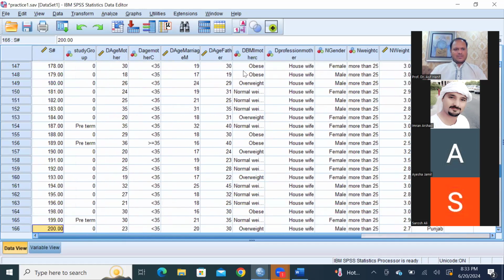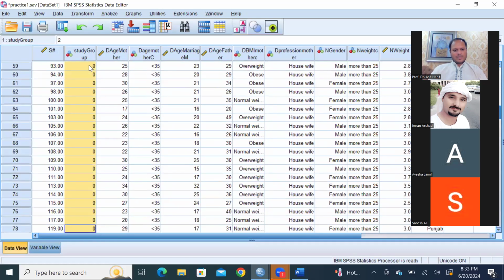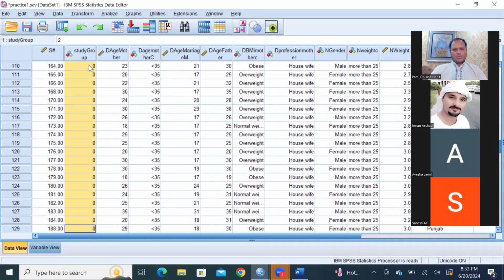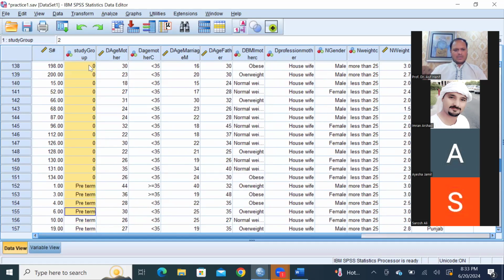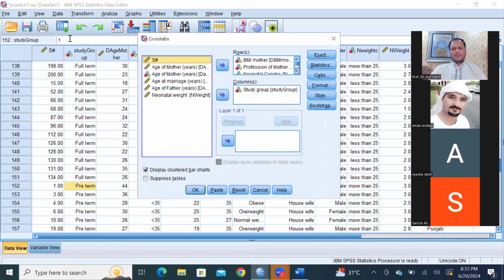I will do the same with study groups. I will sort ascending. I will press 2. I will copy. There are other shortcut ways, but I just wanted to let you know how to do it manually. Okay. Now again, go to cross tab. I will just select neonatal weight.